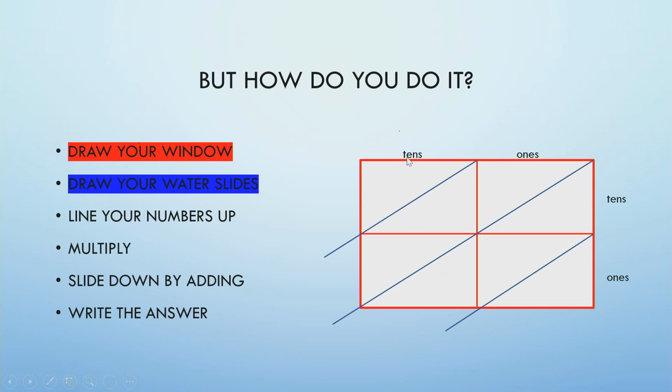Then we're going to line up our numbers. Tens, ones, tens, ones. Then we're going to multiply. But let's go back and remember tens and ones. Anytime you see a line, it's always going to be tens and ones. Tens, ones, tens, ones, tens, ones. Okay? Then we're going to multiply. Then we're going to add. But I'm sure that doesn't make sense yet. Let's talk a little more about that window first.